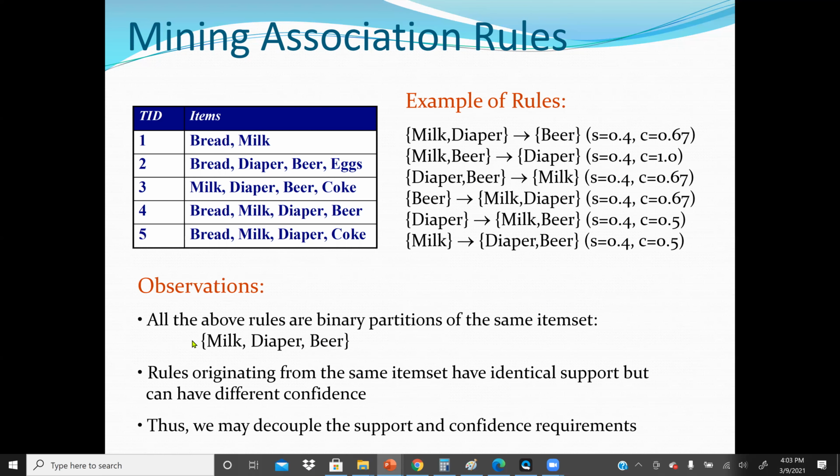So that's the observation here. All the above rows are binary partitions of the same item set. We have milk, diaper, and beer. Binary means 2, and the partition here means we have an antecedent and a consequent, which is 2. The rules originating from the same item set have identical support. Since the item set is the same 3 items, the support will be the same, but they can have different confidence. So again, the confidence may change.